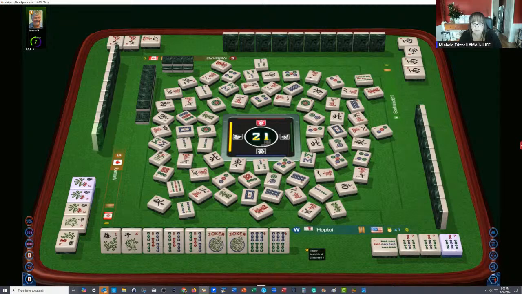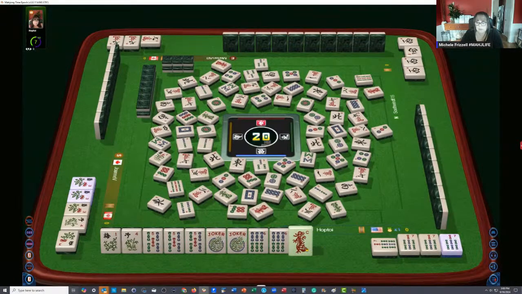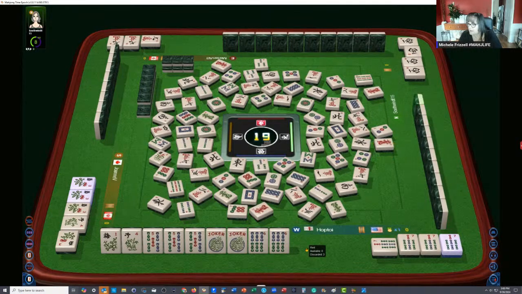I can't wait to see what they're playing over there. Seven dots. Okay, that's at least a good discard. Red dragon.